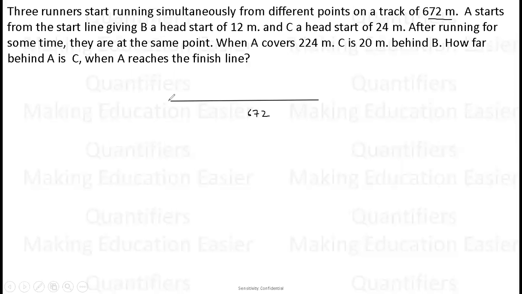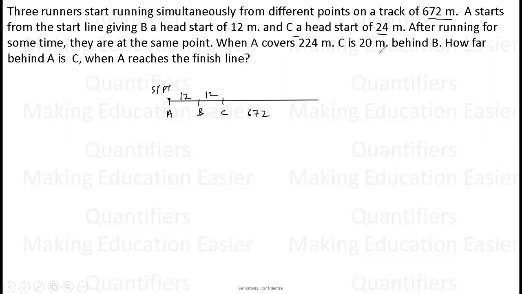A starts from the start line. A यहाँ starting point पे ही है, and he gives B a head start of 12. So B is 12 meters ahead and C a head start of 24. So A is giving C a head start of 24. So basically gap between B and C is also 12. Now students, let's say this is the starting point. I'll write here starting point. Now you can see B is 12 meters ahead of A and C is 24 meters ahead of A. Okay, so I hope the conditions are clear to you.